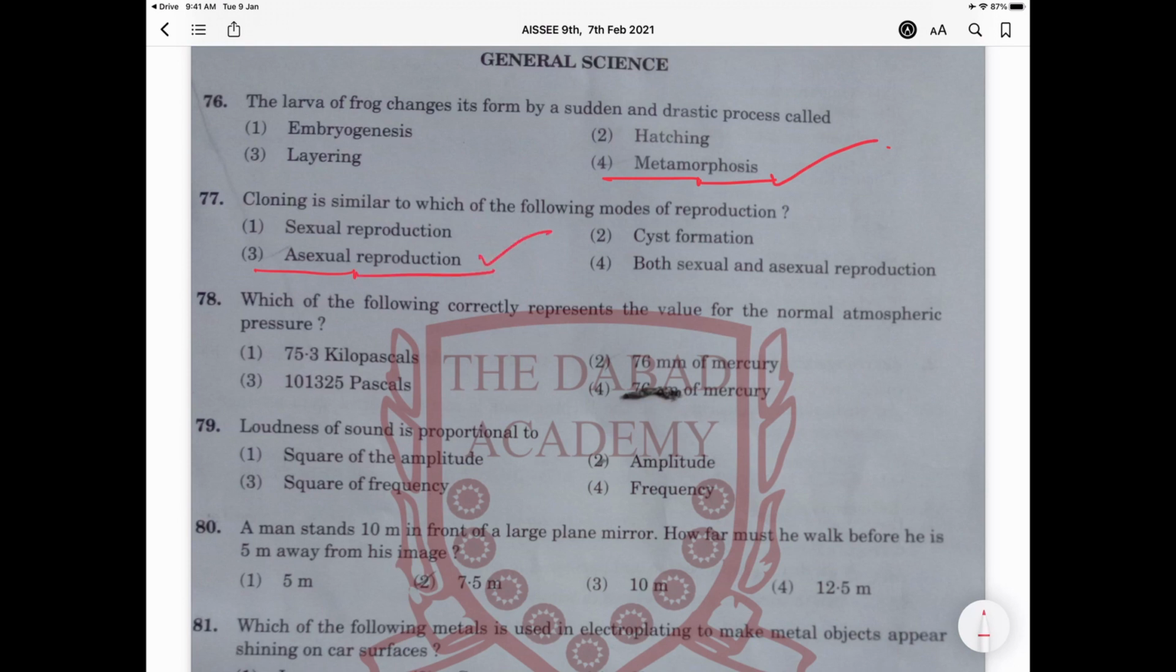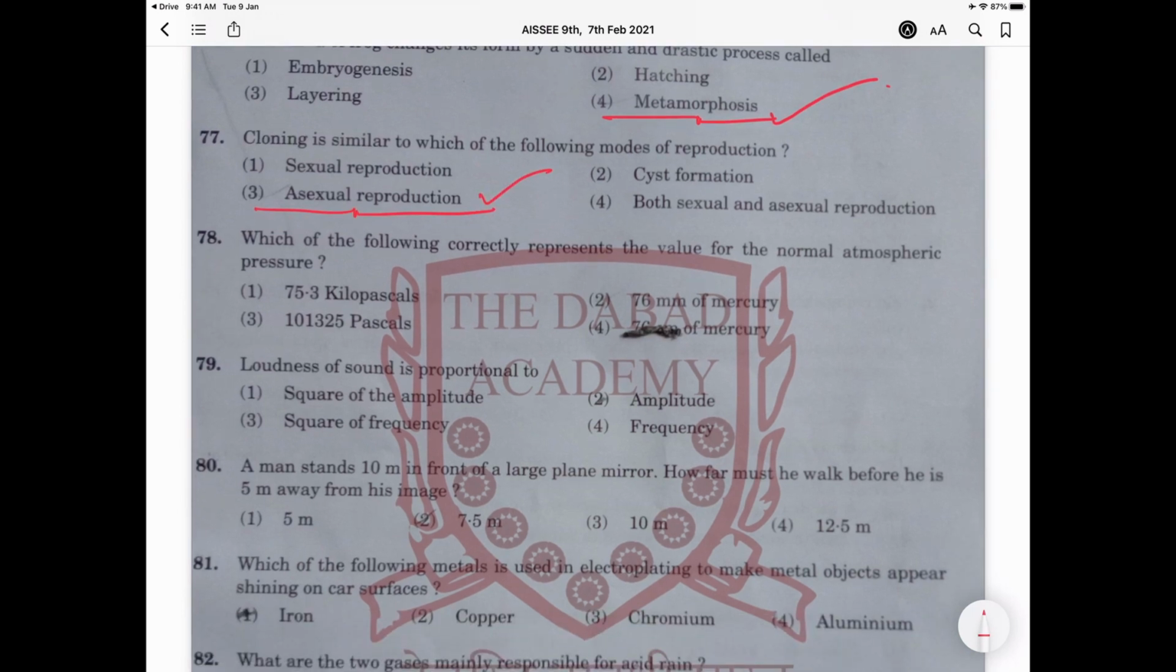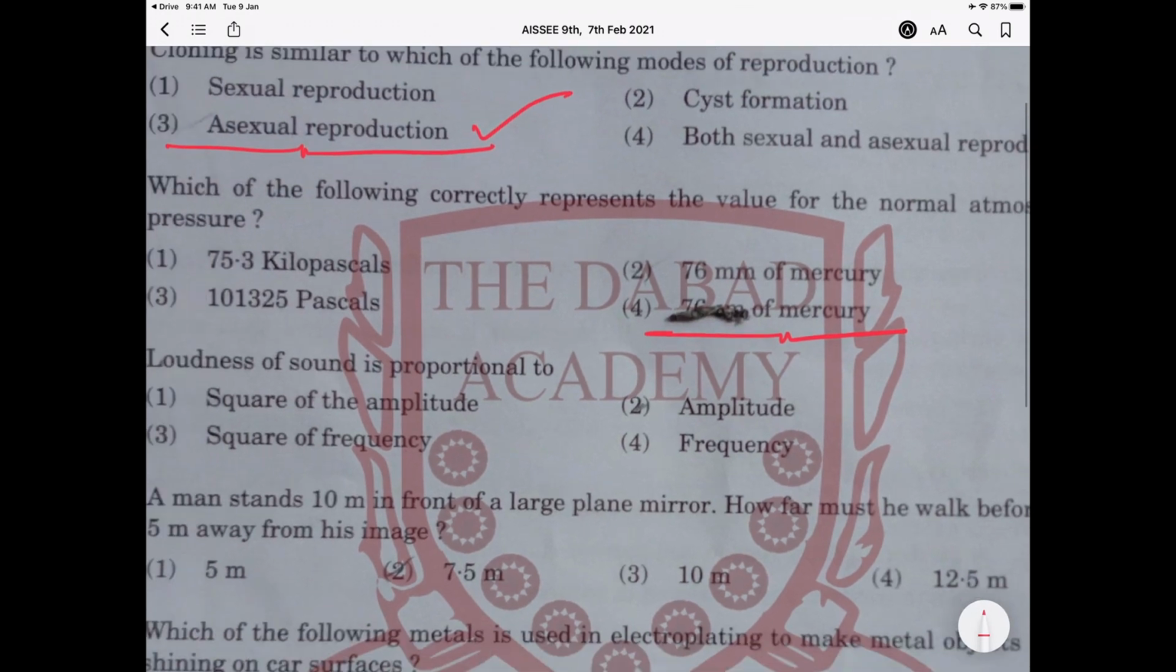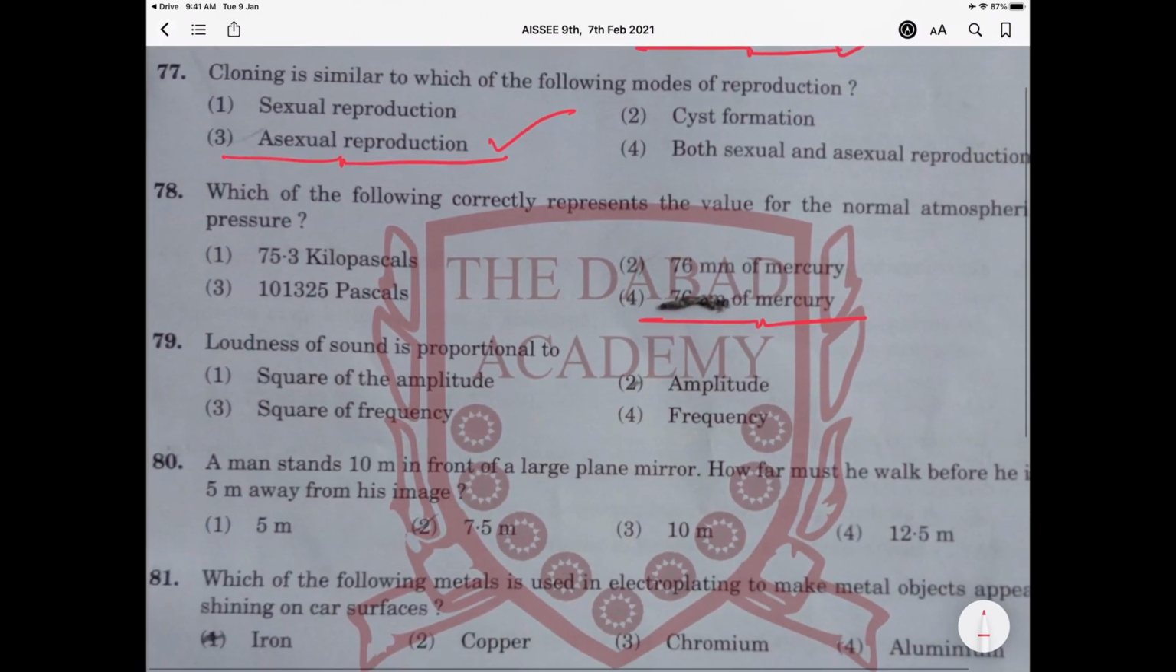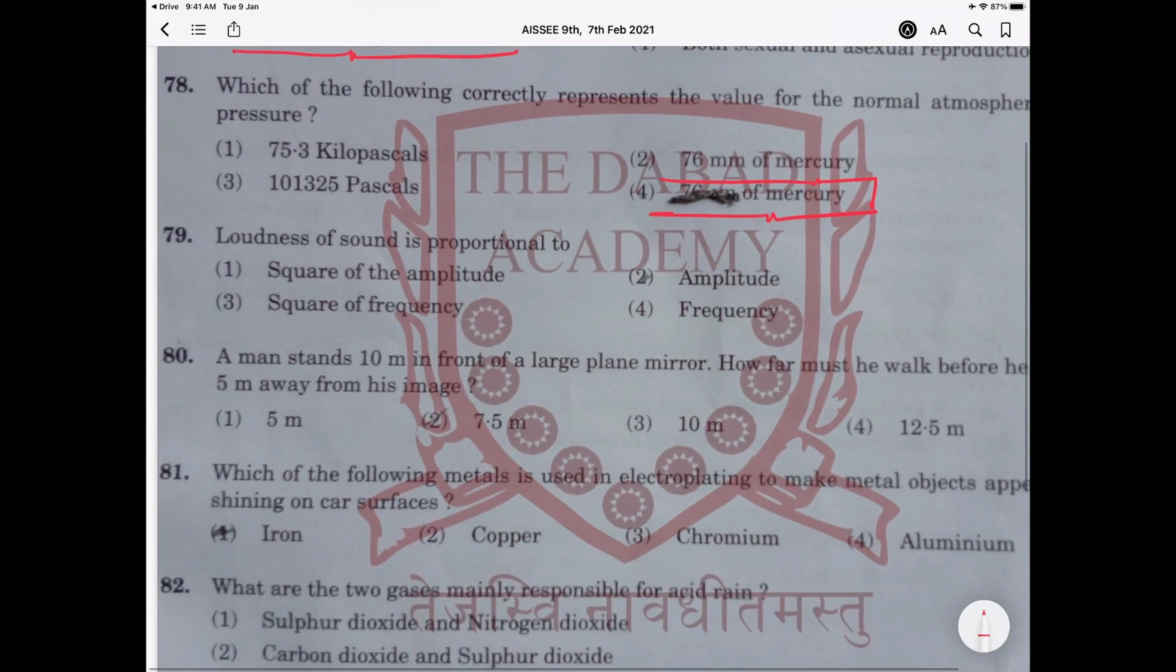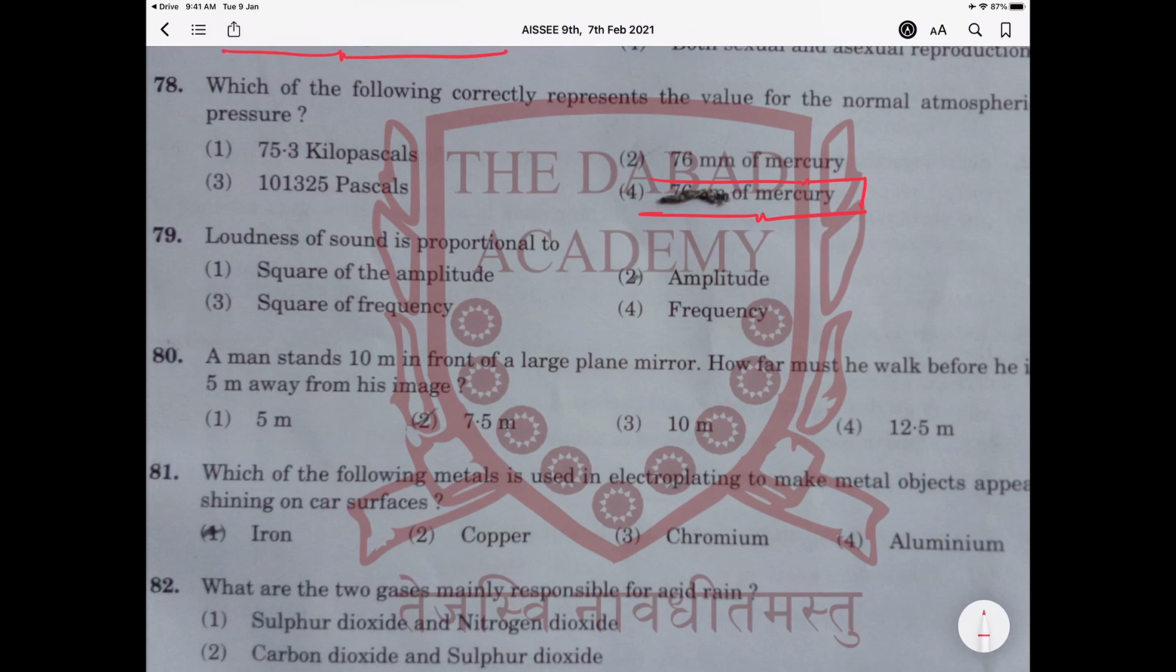Option number 3. In question number 78, which of the following correctly represents the value of normal atmospheric pressure, and for this one the correct answer is number 4. So there is a little bit of a mistake in this question, actually overwritten maybe by a student, so option number 4 is correct. Anyways, in 79, loudness of sound is proportional to the square of the amplitude.